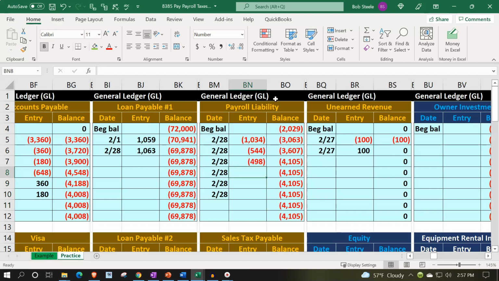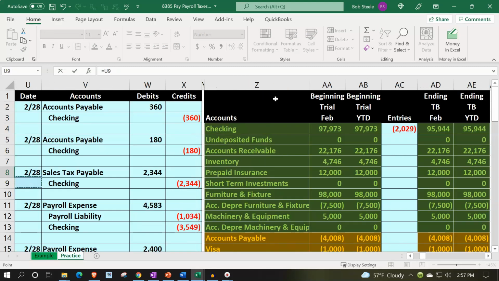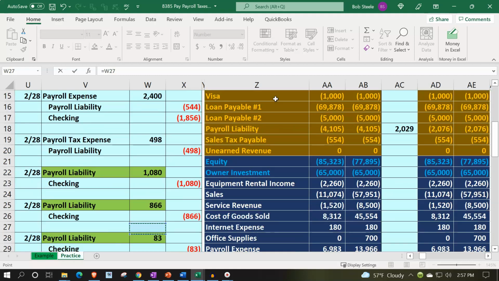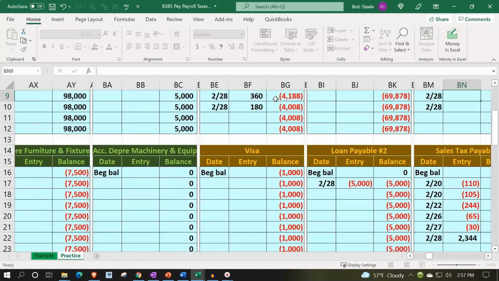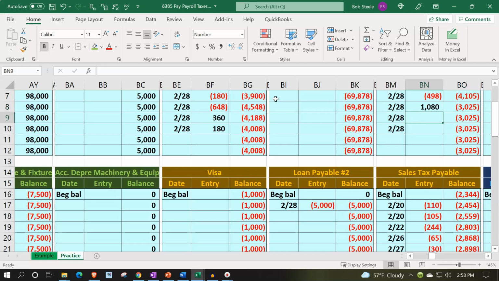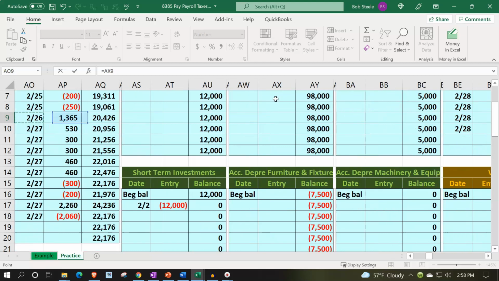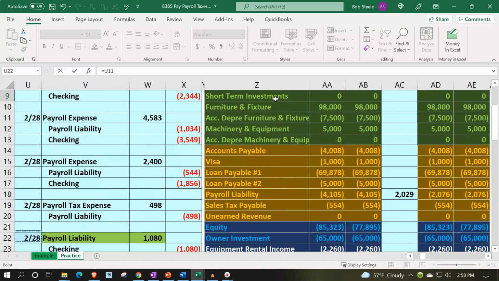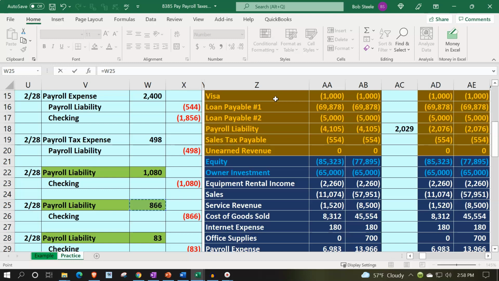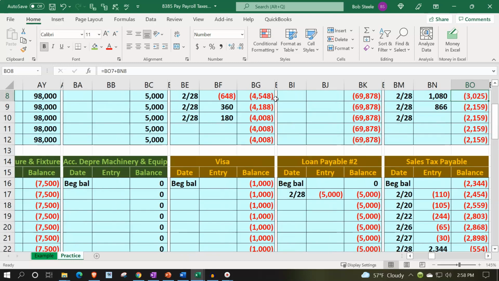So now we're back in BN. Everything's in the column of BN. We're going to go BN8 equals left to the wall. And then we're going to pick up the first green one, which is 1080. BN column is where you want to be. This is BN9 equals left to the wall. Scrolling down, and we'll pick up that 866. 866, enter. So there we have that one.